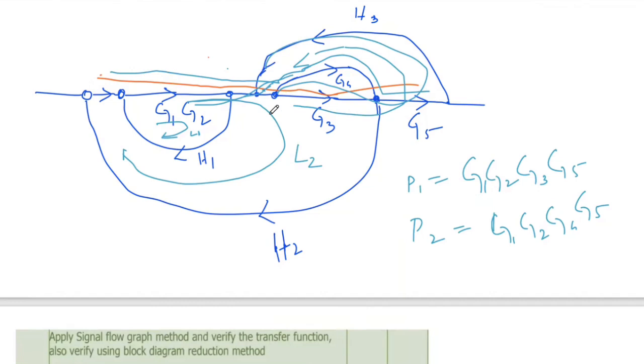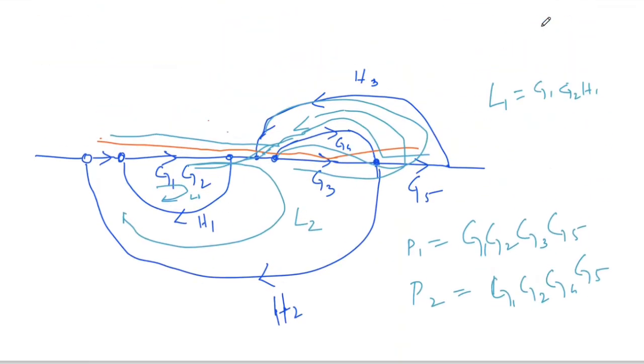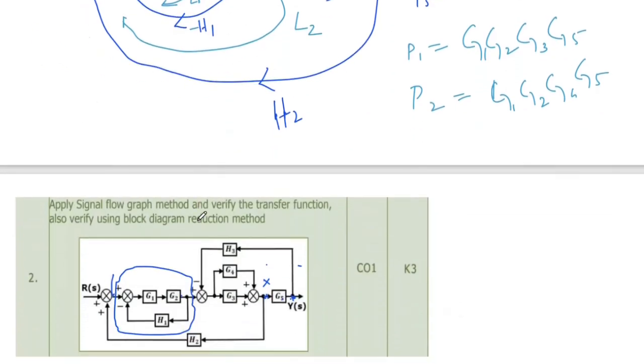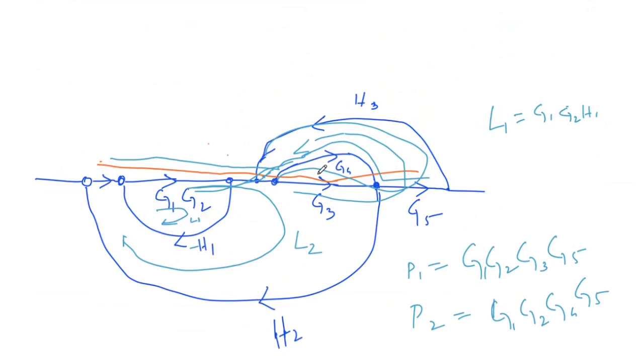Agreed? So L1 is G1, G2, H1. Minus, right? It's positive or negative? Minus. This is all minus H1. And H2 is positive, H3 is negative. So L1 is this.